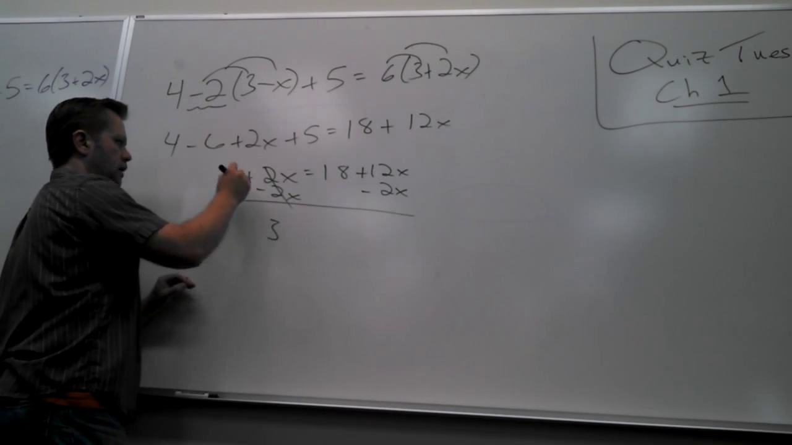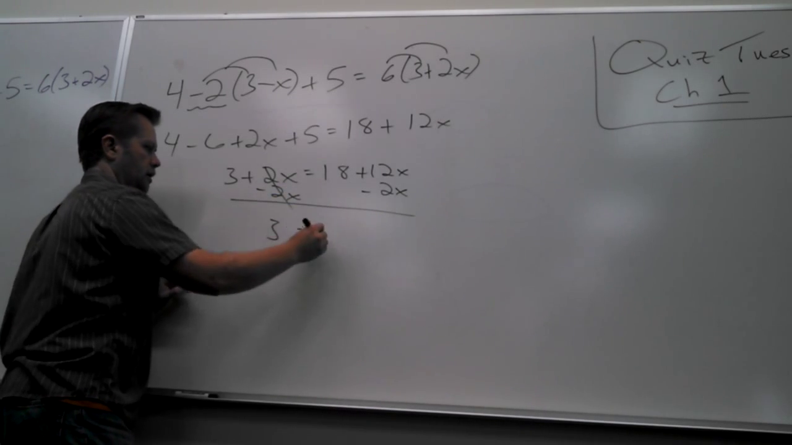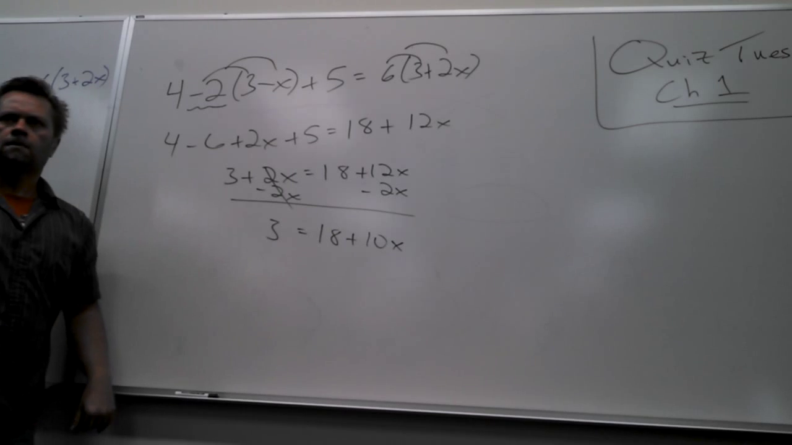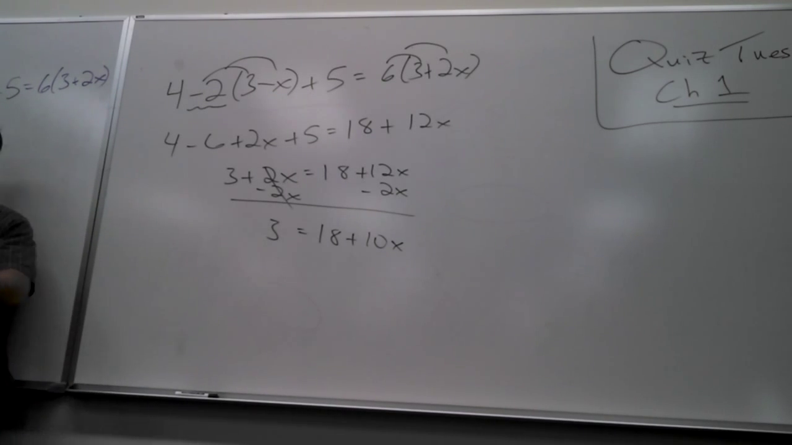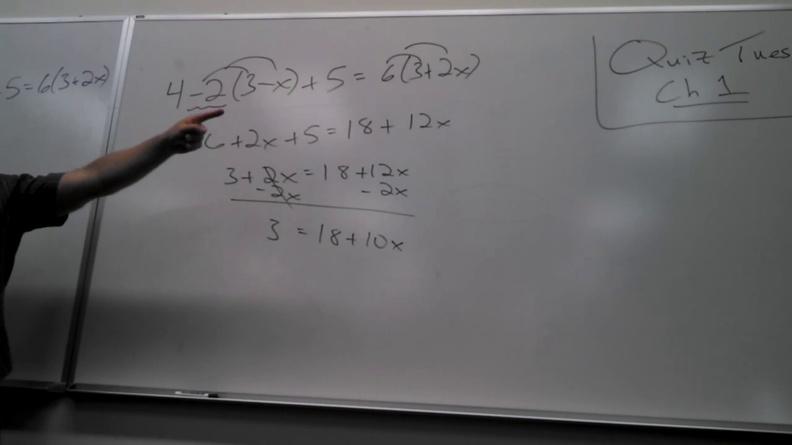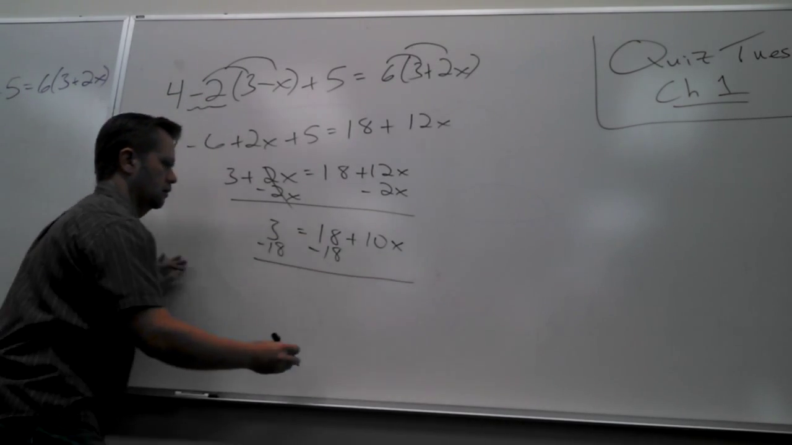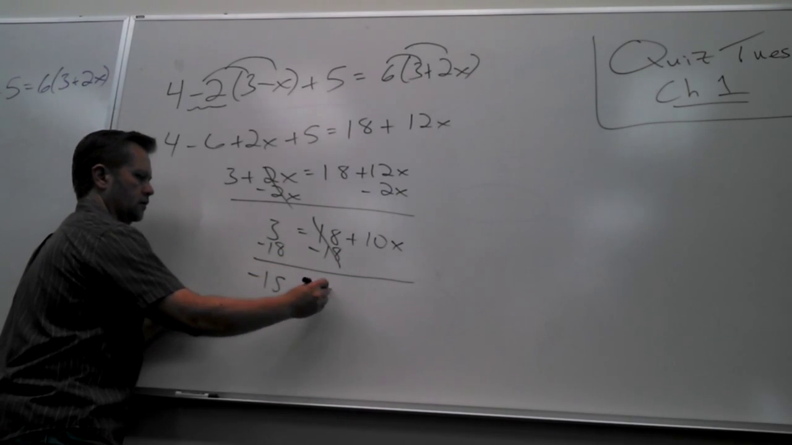Bam. So now, see how I'm being, so 3 equals 18 plus 10x. Kick x, then subtract 18 on both sides. Subtract 18. Good. Then subtract 18 because I took my x's one way, I take my numbers the other way. Subtract 18, you get negative 15 equals 10x.